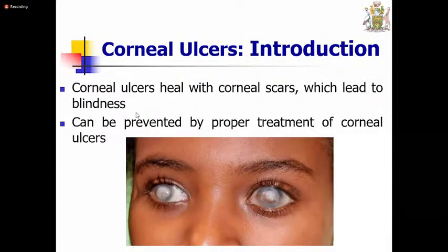Corneal ulcers, the reason we are so careful about them is that they are a leading cause of blindness because they heal with corneal scars. If you look at this picture of a young lady, you can see both eyes have corneal scars, with blood vessels growing into the scarred area. The scarring can be prevented by proper treatment of the corneal ulcers.